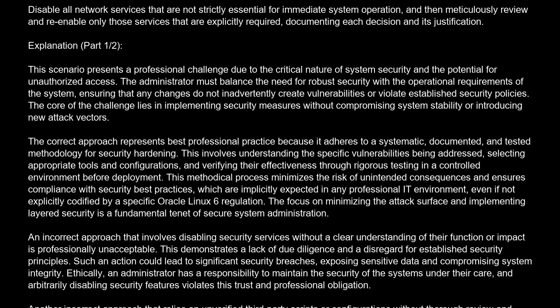An incorrect approach that involves disabling security services without a clear understanding of their function or impact is professionally unacceptable. This demonstrates a lack of due diligence and a disregard for established security principles. Such an action could lead to significant security breaches, exposing sensitive data and compromising system integrity. Ethically, an administrator has a responsibility to maintain the security of the systems under their care, and arbitrarily disabling security features violates this trust and professional obligation.